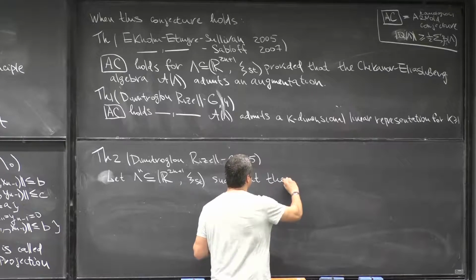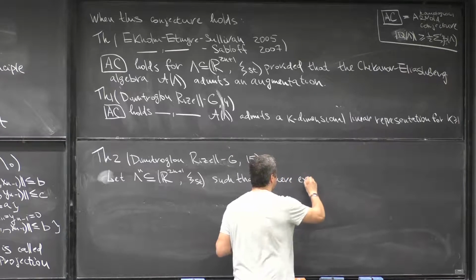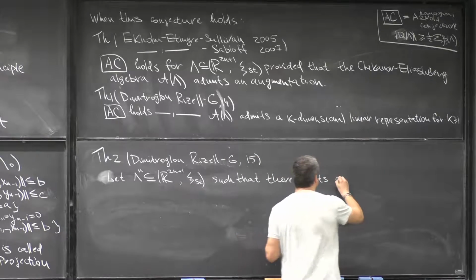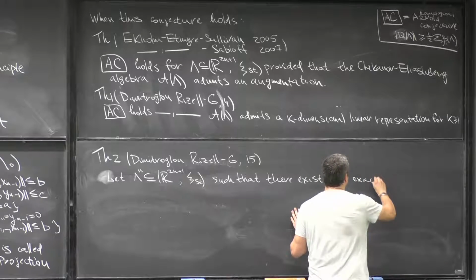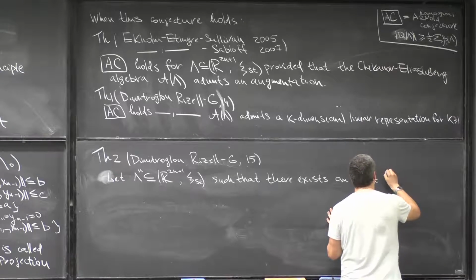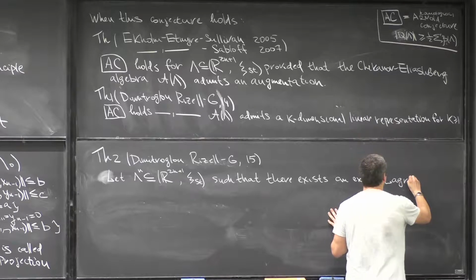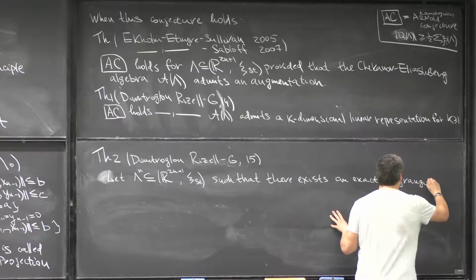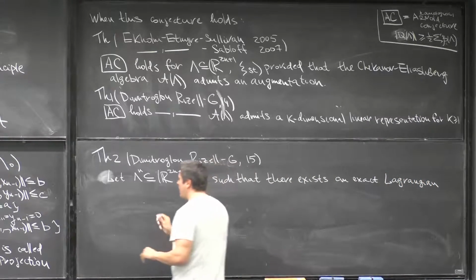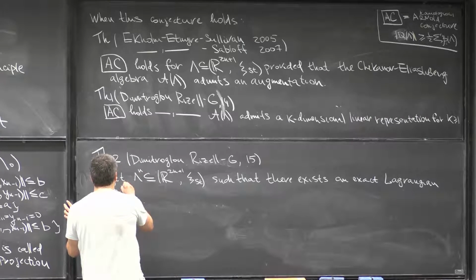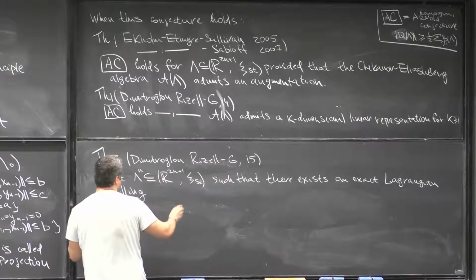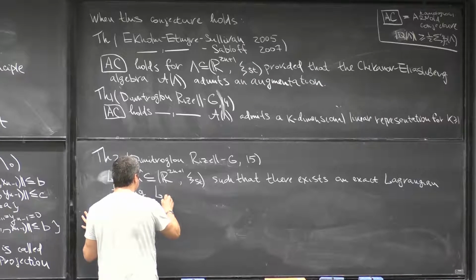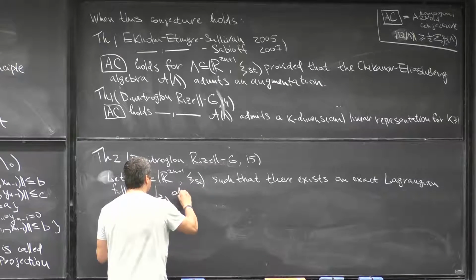there exists an exact Lagrangian filling, and I'll write it down as L lambda of lambda.